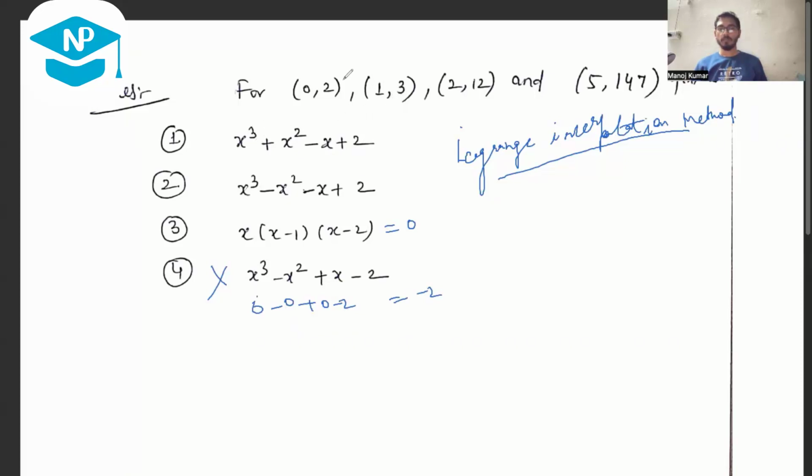Another point is 1, where we have to check the value of this polynomial. At point 1, this is 1, this is also 1, or this is -1, and this is 2. So this gives 3, and this gives 1 minus 1 and -1 plus 2, which is equal to 1. So this option is also discarded. So the remaining option is 1. This is true. Now come to the next question.